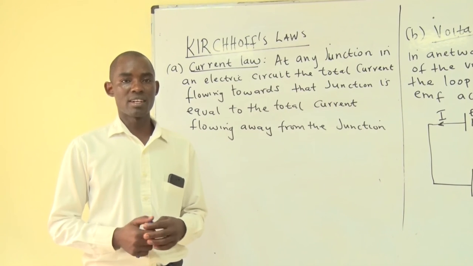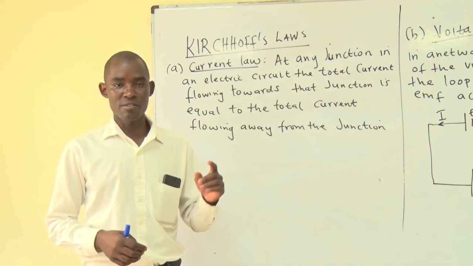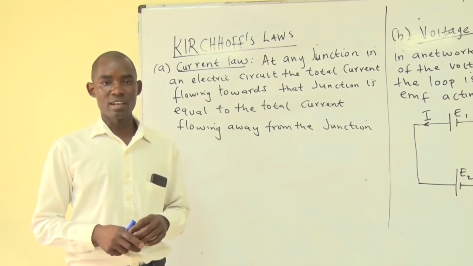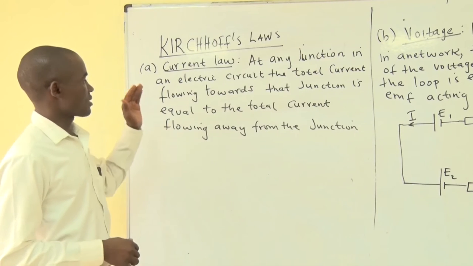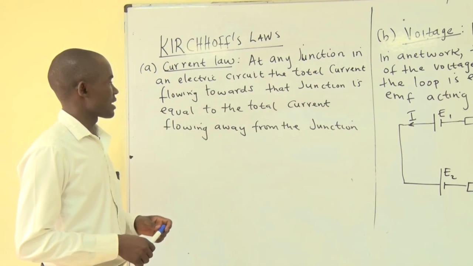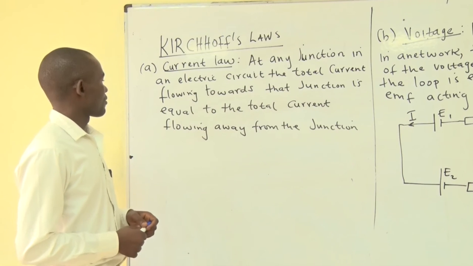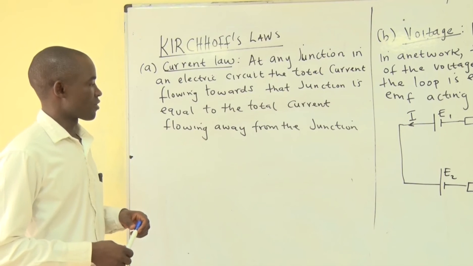We shall be looking at Kirchhoff's laws. In Kirchhoff's laws we have got two laws. The first one is current law and the second one is voltage law. So the first law, which talks about current, states that at any junction in an electric circuit, the total current flowing towards that junction is equal to the total current flowing away from the junction.